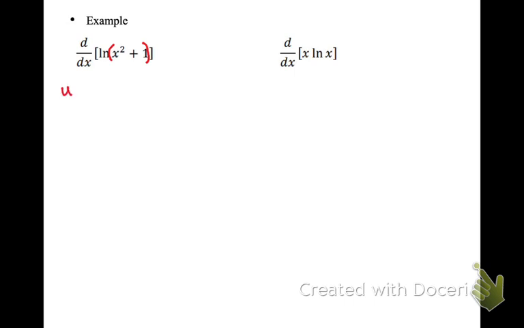So u is x squared plus 1. And du, which is the same as u prime, is 2x. So the derivative is the derivative of u over u, so 2x over x squared plus 1.